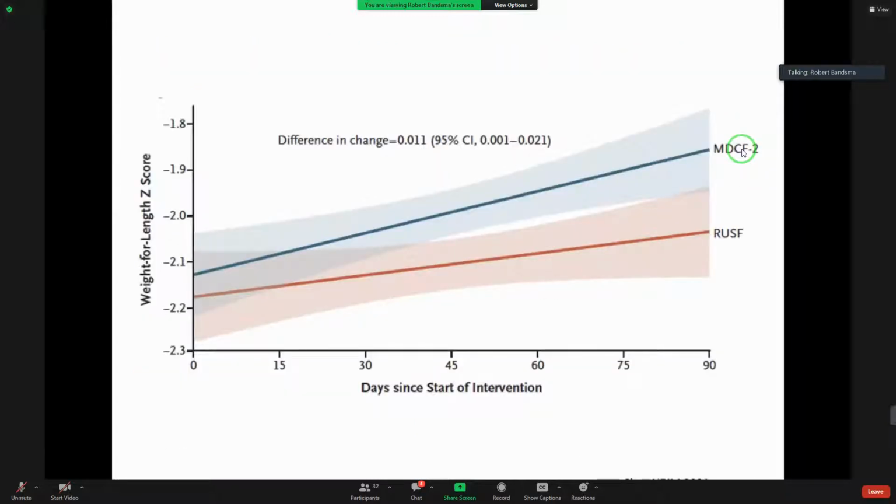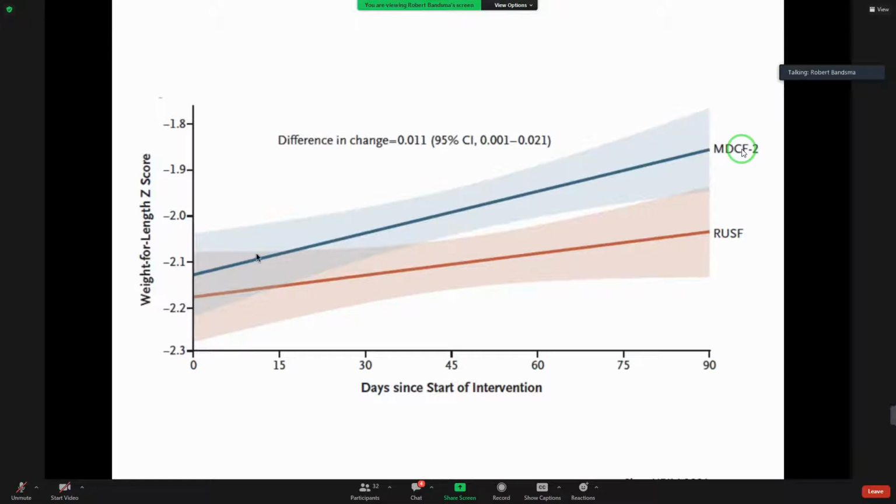And this is a study that was published just last year in the New England Journal of Medicine. So this is the MDCF2. This is one of these diets that they tested, and it was in a group that was wasted, right? A low weight for length. They were not severely wasted, but they were mostly moderately wasted. And RUSF is a standard supplemental feed.